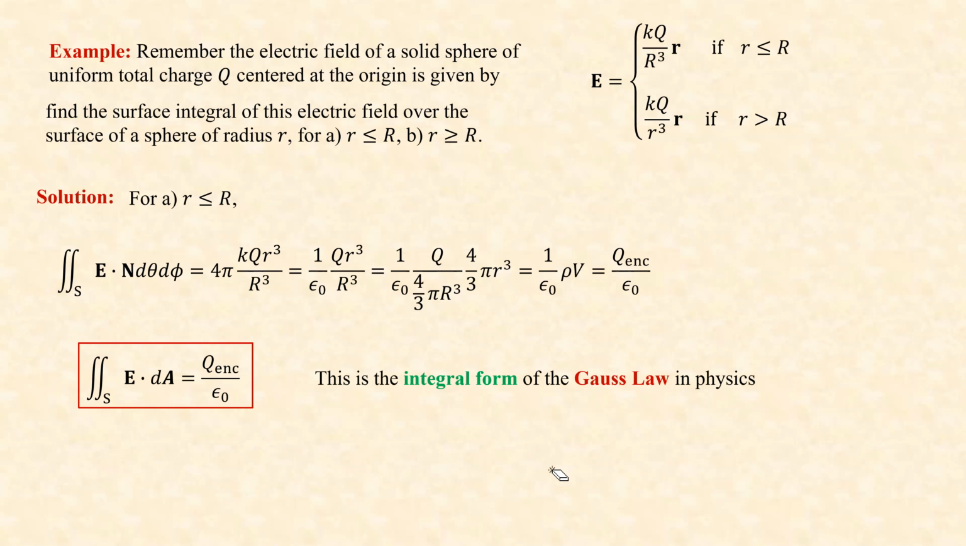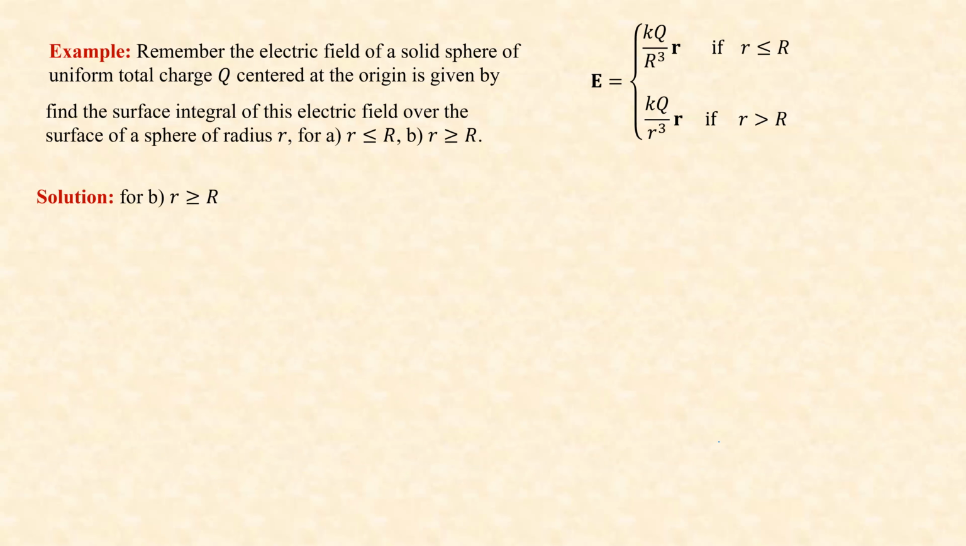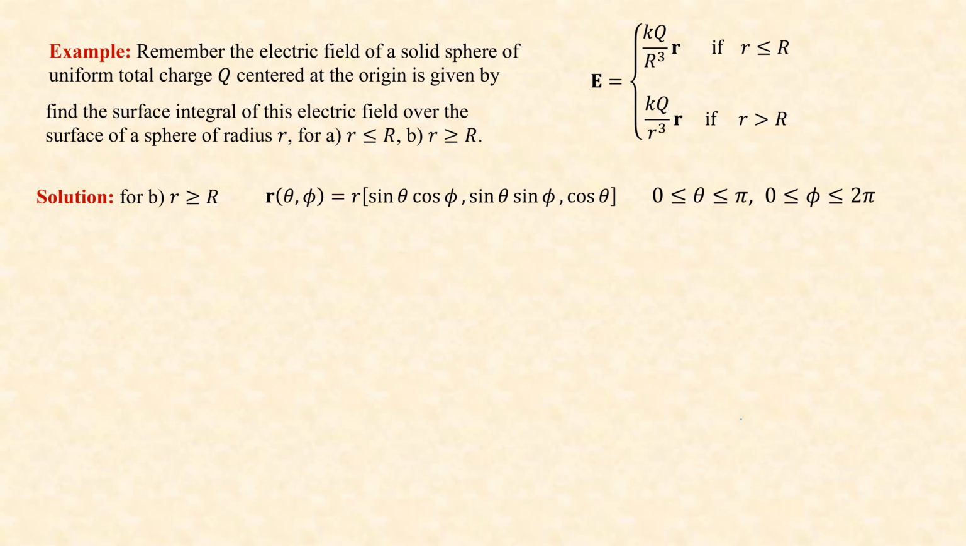And now we want to see what if the r is greater than R. If you have r greater than R, as I said, it was a big circle. We want to integrate the E dot dA over that surface. So again, r is the same, because now this r is bigger, which is r greater than R. The other time it was smaller than R. But what happens if r is greater?